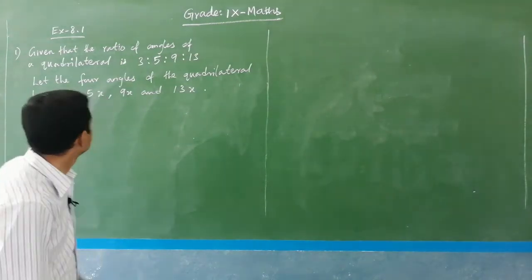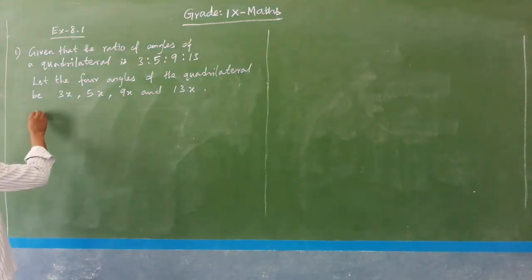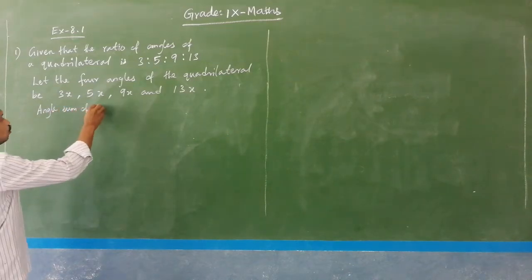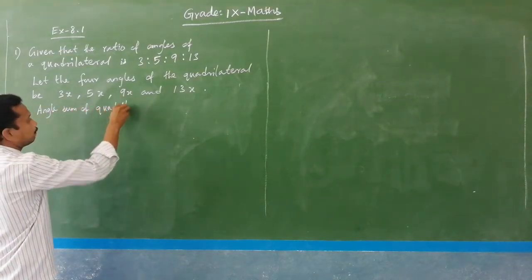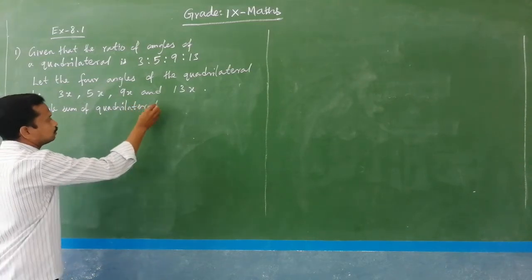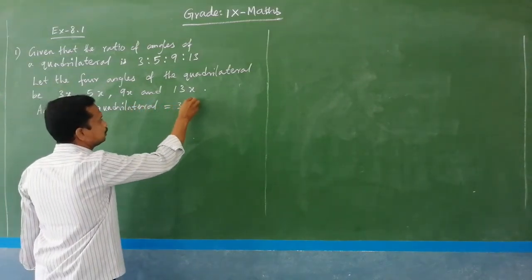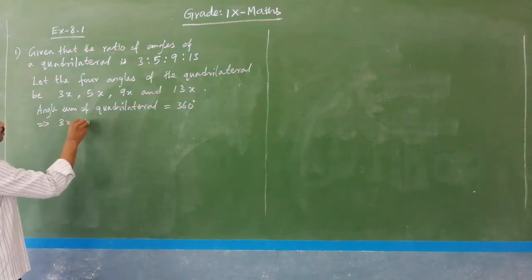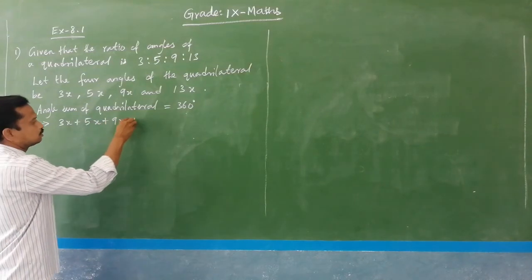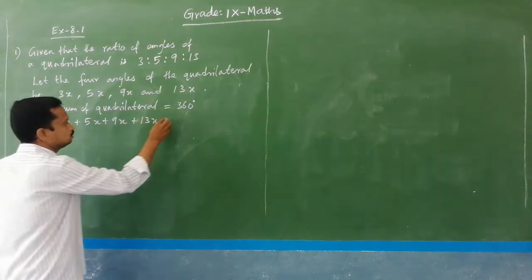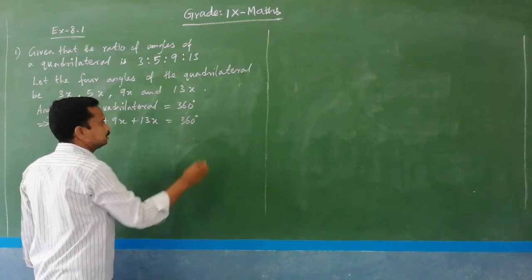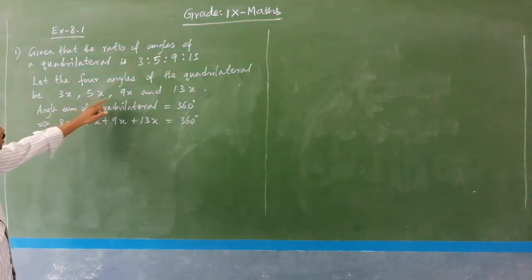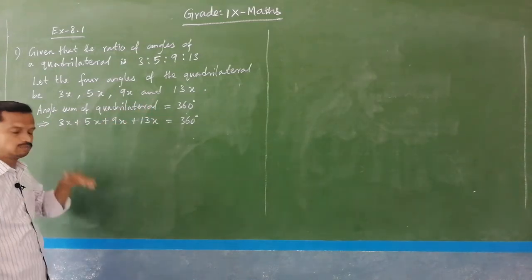So, the angle sum of a quadrilateral, that you know, is equal to 360 degrees. This implies 3x plus 5x plus 9x plus 13x is equal to 360 degrees, and you add all this. So, each angle we have assumed by multiplying with x.